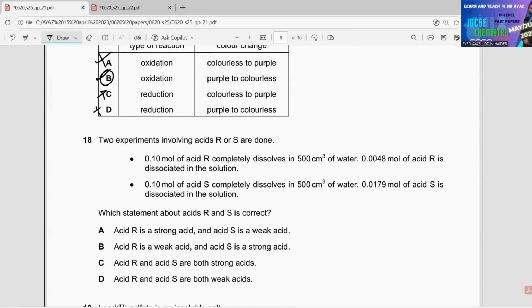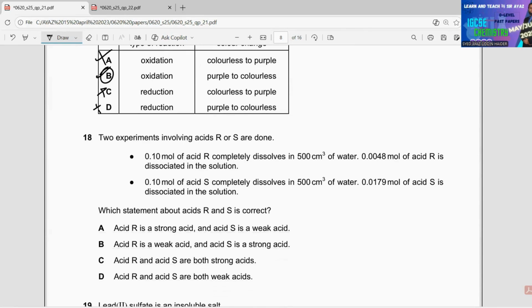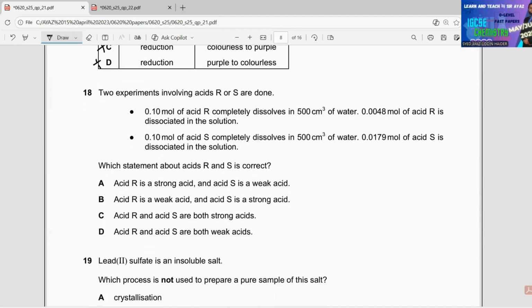18. Two experiments involving acids R or S are done. When 1 mole of acid R completely dissolves in 500 cm³ of water, 0.0048 mole of acid R is dissociated in the solution. When 1 mole of acid S completely dissolves in 500 cm³ of water, 0.0179 mole of acid S is dissociated in the solution. Which statement about acids R and S is correct?